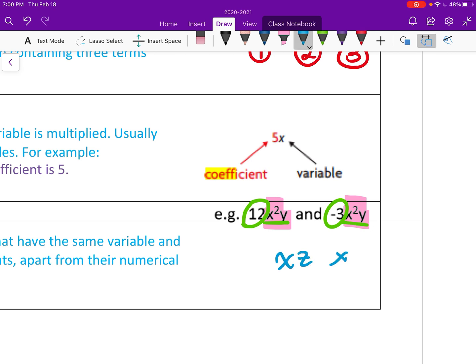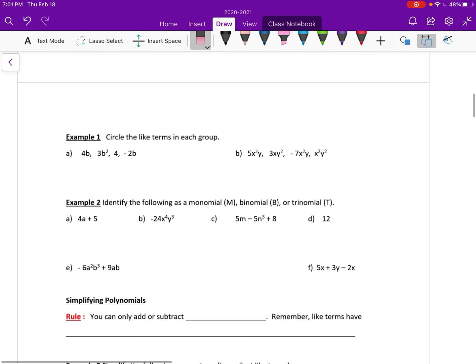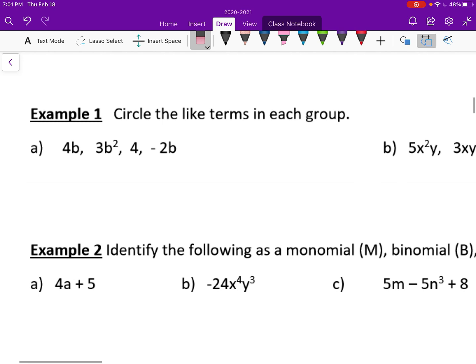xz is not a like term because it's not the same. x cubed y squared is not the same because the exponents are different, and so on and so forth. Okay? So let's circle the like terms in each of these groups.